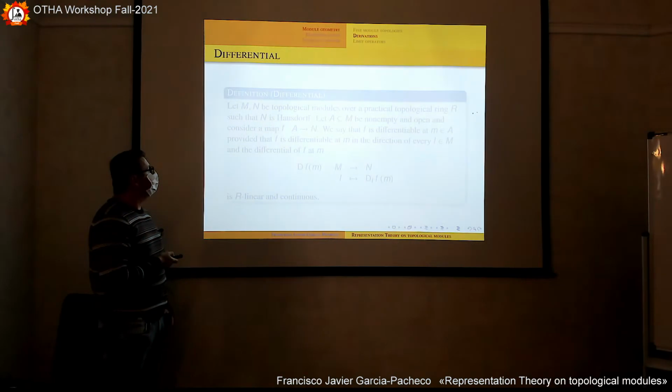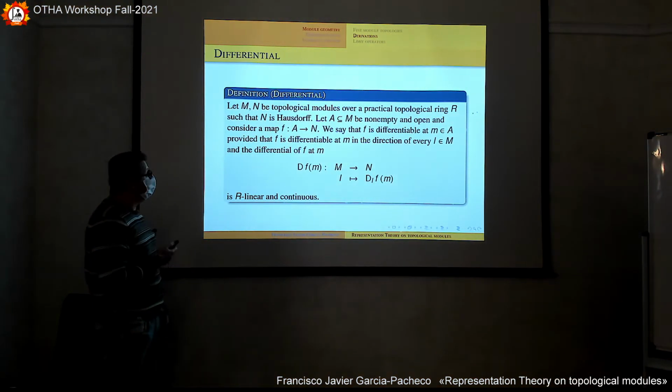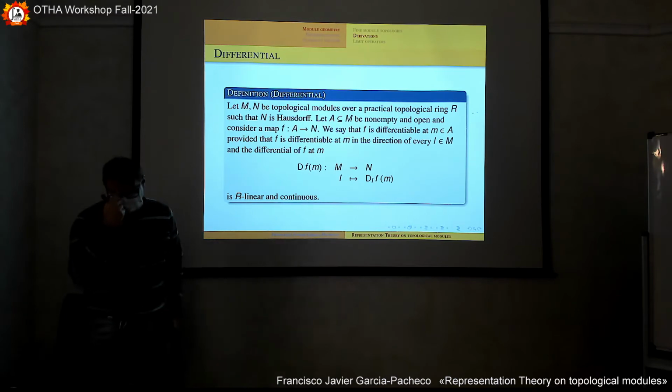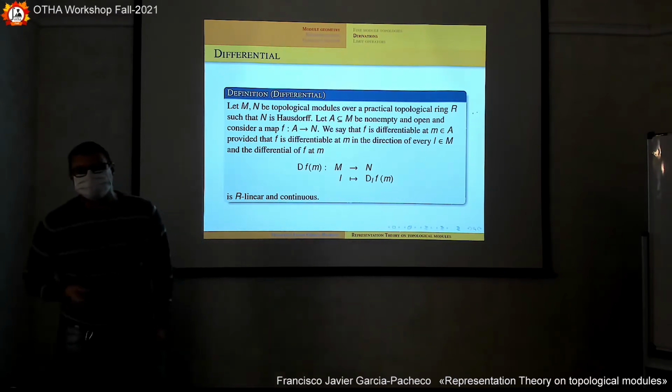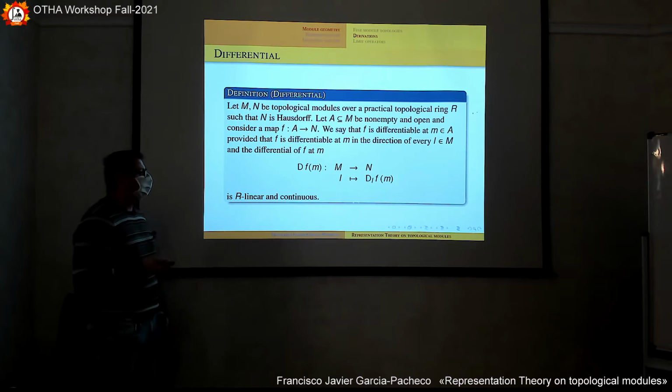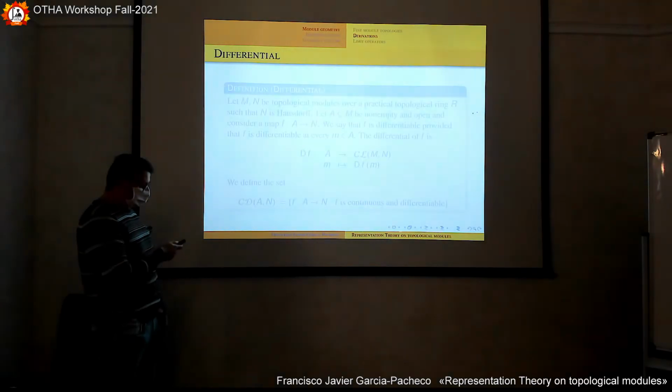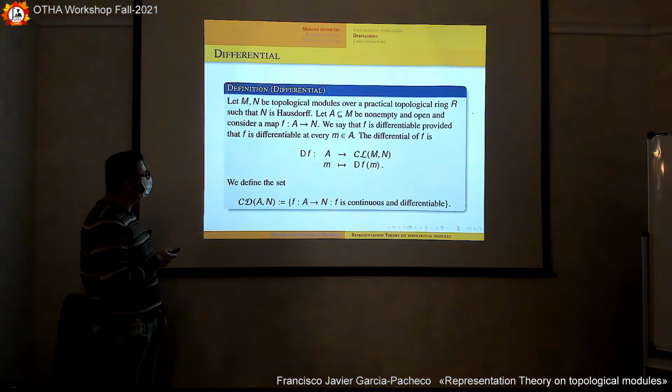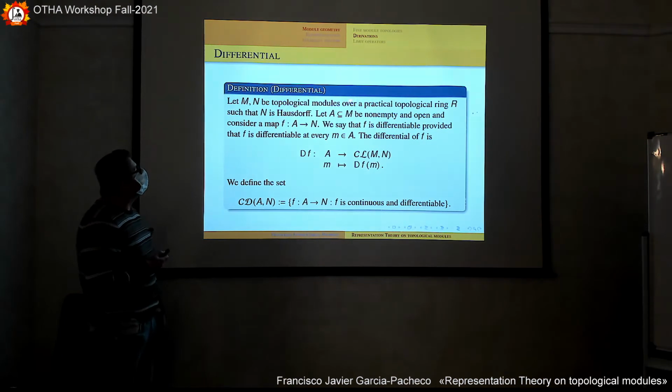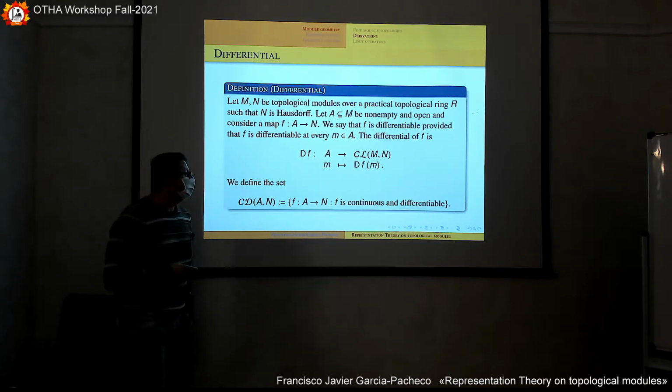And then finally, we now define the differential. This is essentially the same construction as the Gateaux derivative in a Banach space. So we have a map from an open subset of a topological module into another topological module. We say that f is differentiable, provided that f is differentiable at every point. And this is the differential of f. And this differential is going to become a derivation.